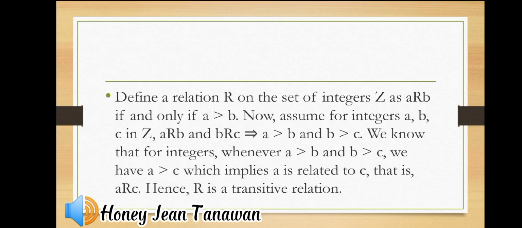To understand this, let us consider an example of transitive relations. Define a relation R on the set of integers Z as a is related to b if and only if a is greater than b. Now, for integers a, b, c in Z, a is related to b and b is related to c implies a is greater than b and b is greater than c. We know that for integers, whenever a is greater than b and b is greater than c, we have a is greater than c, which implies a is related to c, that is aRc. Hence, R is a transitive relation.